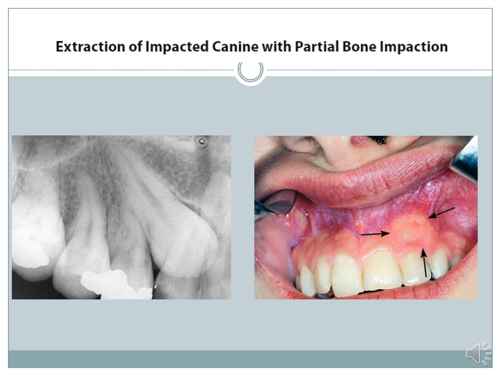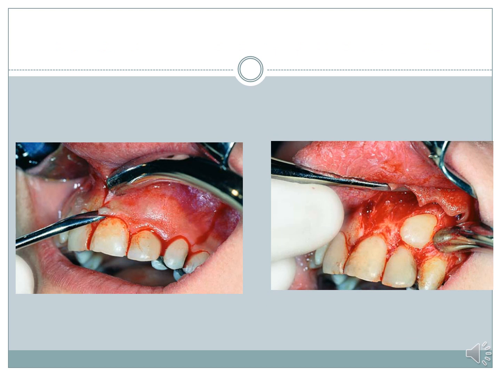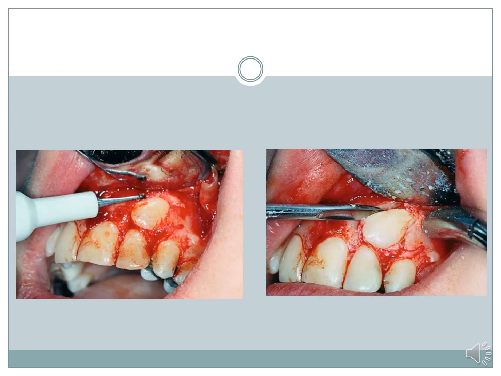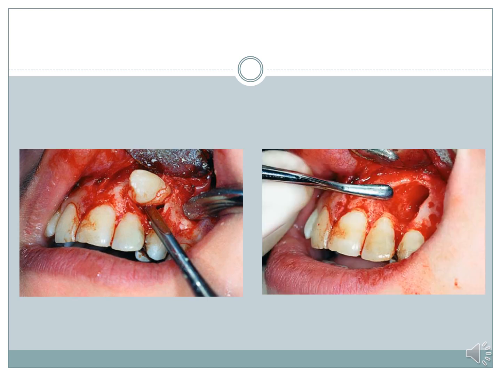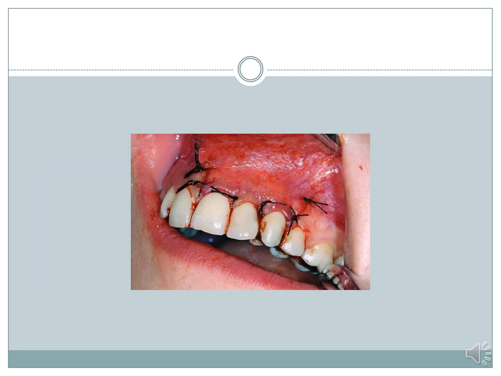The area is washed and then sutured. Now we are seeing a canine with partial bony impaction. As soon as you raise the flap, you are able to see the canine, but there is no point in bringing it to the occlusal relationship because the position is abnormal. They are removing the bone and just teasing it out. Here there is no need for any tooth splitting. They are attempting to tease it, and the entire tooth is taken out. The area is sutured back.